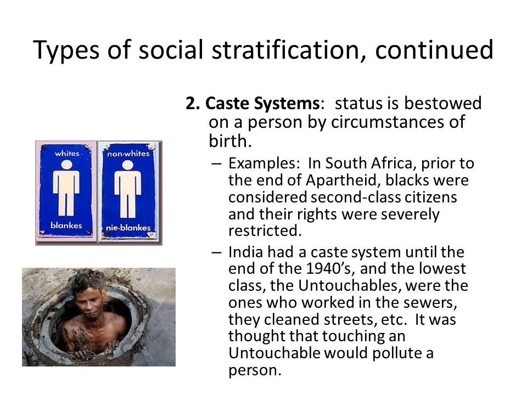Then we move into the caste system, which is still pretty relevant in certain parts of the world today. This is where status is bestowed on a person by circumstances of their birth. So, for example, in South Africa, prior to the end of apartheid in the late 1980s, early 90s, black people were considered second-class citizens and their rights were severely restricted.